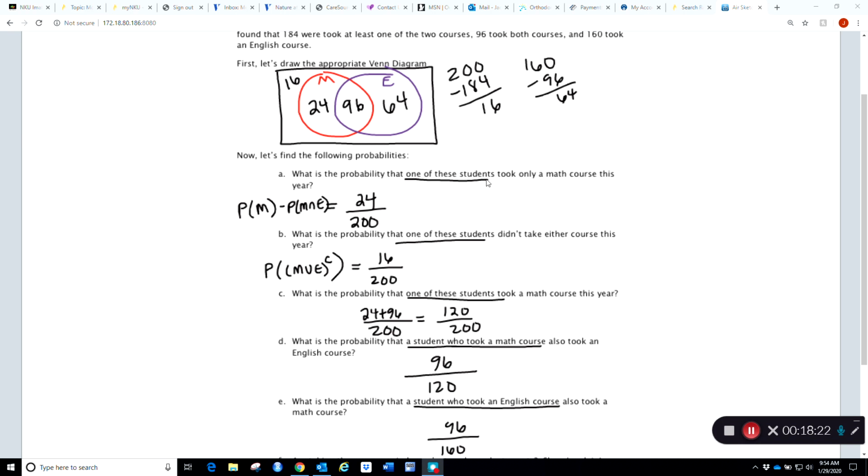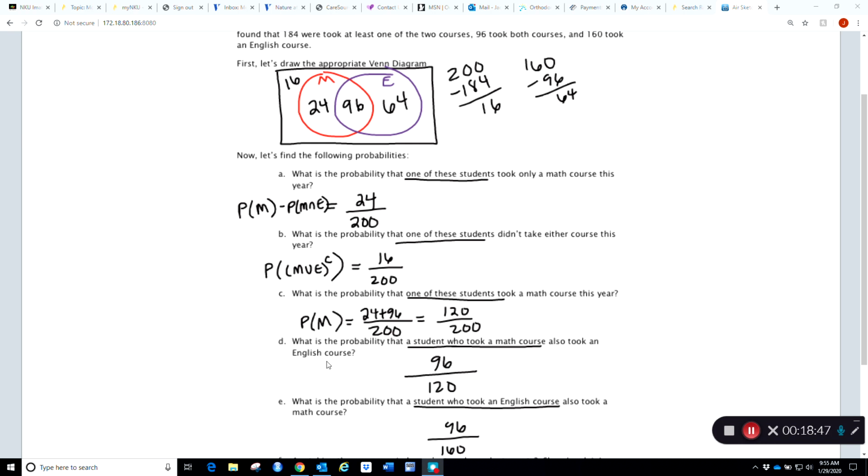Now part C, we found the probability that one of these students, so 200, took a math course. So notice how this one's different than part A. Took only a math course versus took a math course. So this includes those that took a math course and possibly an English course at the same time. So I have to add those two pieces together to get me the 120.